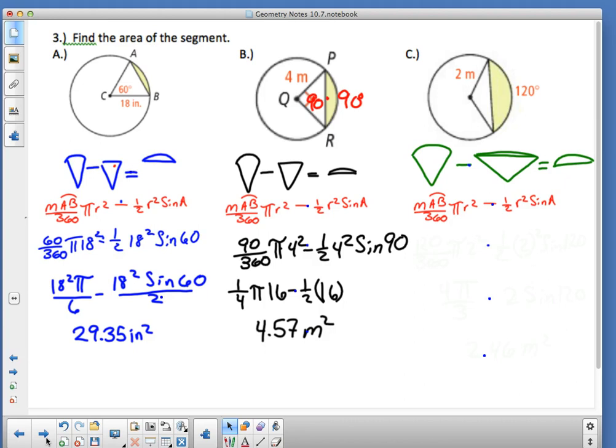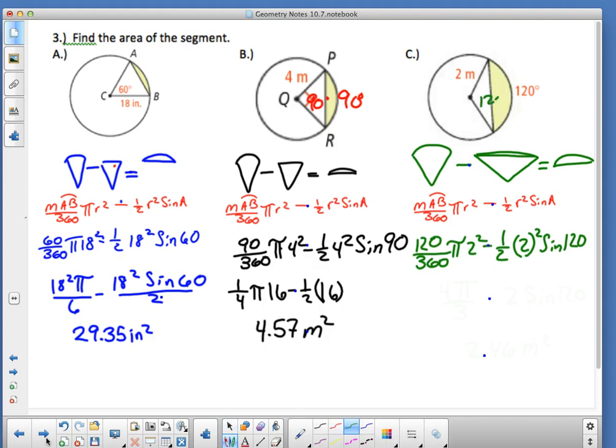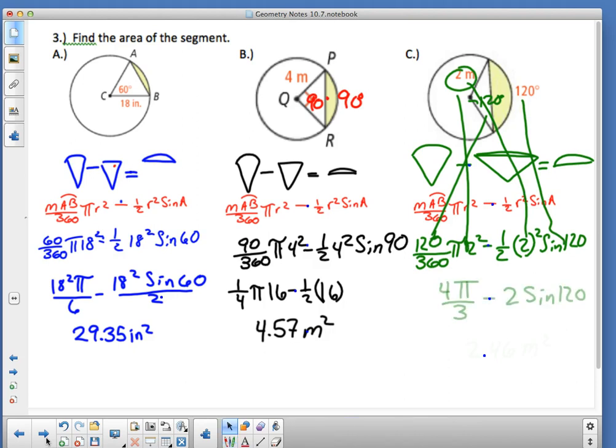Last one. Here we go. 120. Central angle. 120 is my arc measure. Okay? 2 is my radius. And that's where everything goes. 2's there. 120 is there. 120 is there. 2 is there. All right, let's pop it in. I got a third. That's 2.46 meters squared. Are there any questions? Okay.